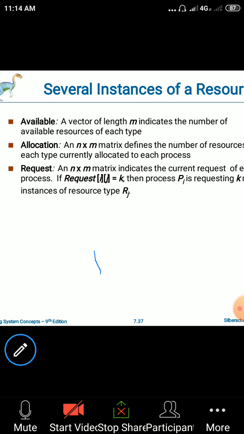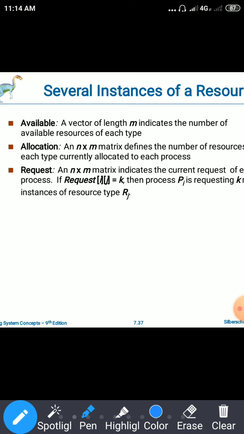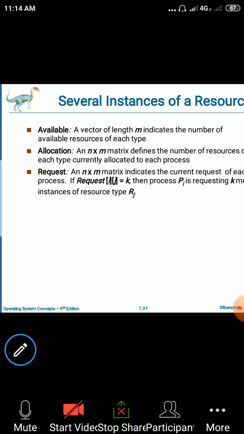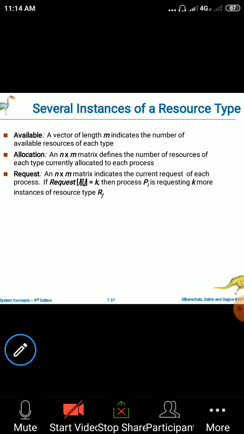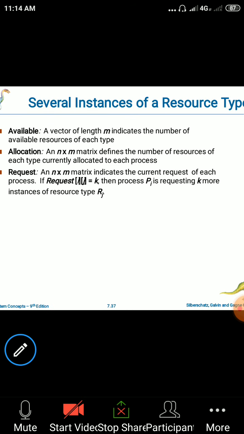And the third one is the request matrix. It is once again an n by m matrix, and it indicates the current request by each process. So if request of ij is equal to k, then it indicates that the process pi is requesting k more instances of resource type rj. Understood?